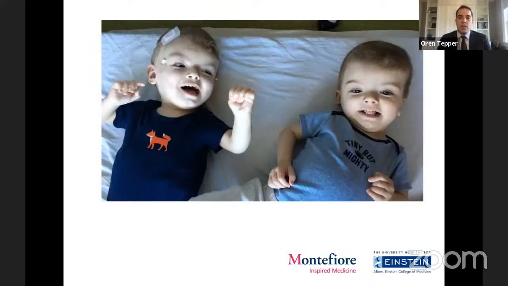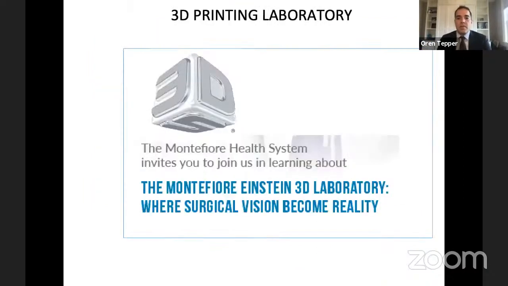This is really a routine and standard aspect of our craniofacial program, and we're doing it in many cases for craniosynostosis. I'm happy to say we now have an in-house 3D printing lab, which allows us to not just rely on industry partners to be able to incorporate this technology, but we can begin to do it in-house.